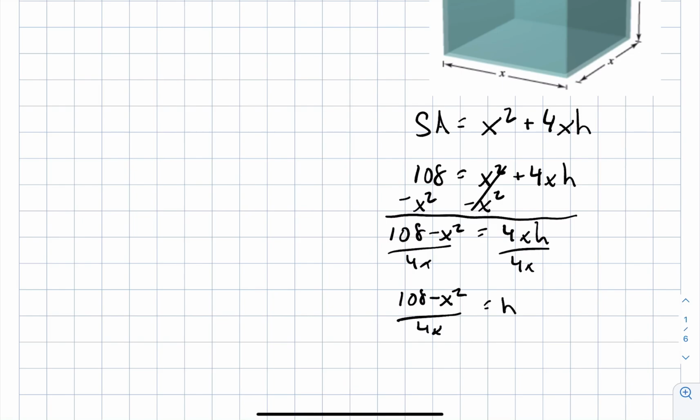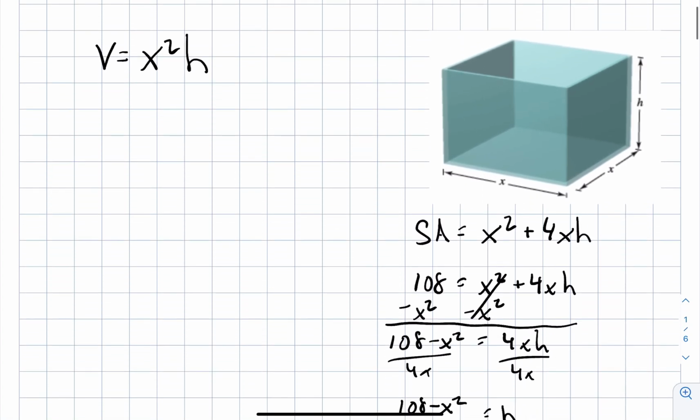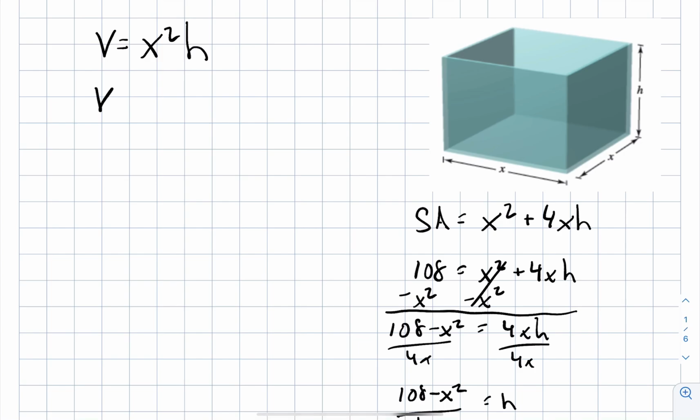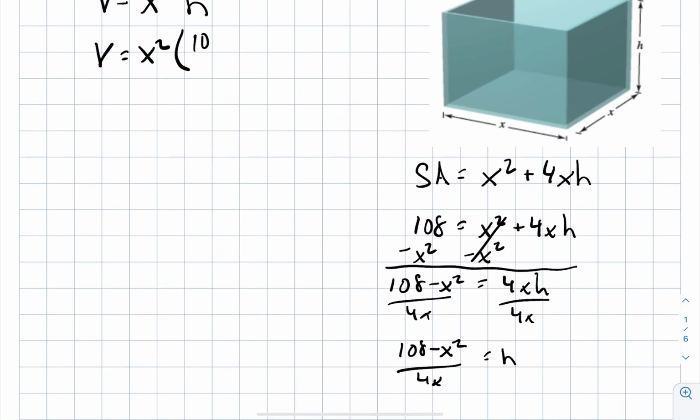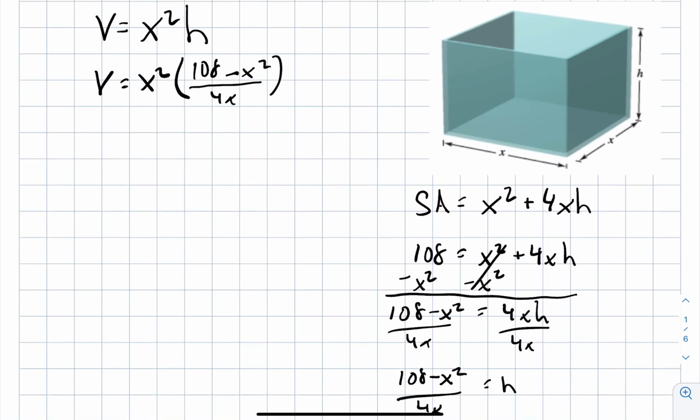Okay, so now that we have h in terms of x, I can replace this for h. And there we go. So looking back up here, we're now going to rewrite this volume formula as x squared times, instead of h, we will do 108 minus x squared all over 4x, okay? So that's our new volume formula.